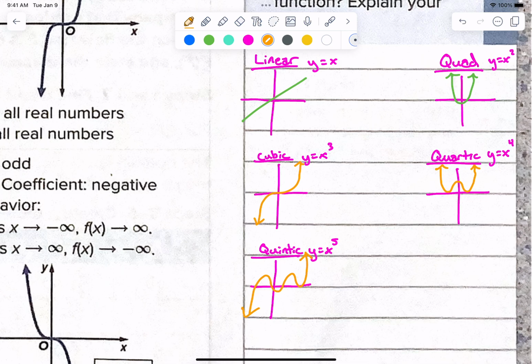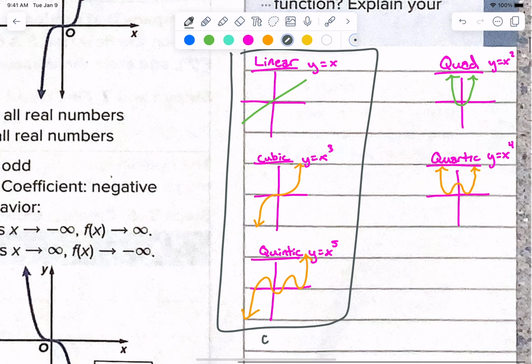Here is your summary of all this stuff. We just wrote down these parent functions. Get it into your brain that y equals x to the third power looks like this, x to the fourth power, x to the fifth power. X to the first power, x to the third power, x to the fifth power. The left column is all odds: 1, 3, 5. These are all odd exponents, or I'm going to say odd degree, because that's what they are. Got it?